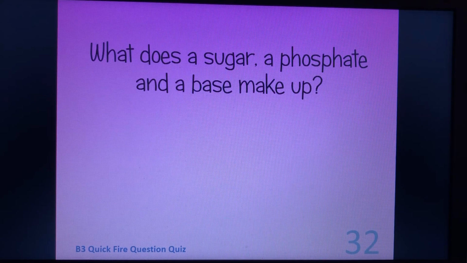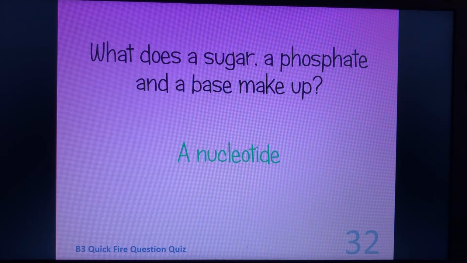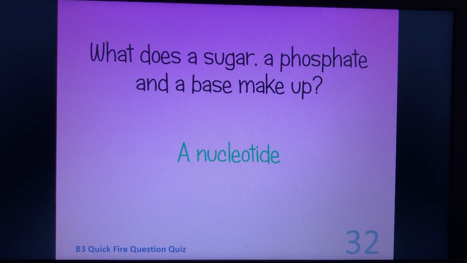Question 32. What does a sugar, a phosphate and a base make up? And the answer is a nucleotide. So one sugar and one phosphate, they're found in the backbone of the DNA, and then the base, which could be A, T, C or G, that makes up the nucleotide.